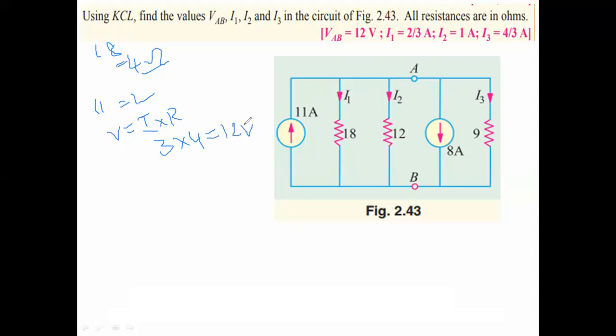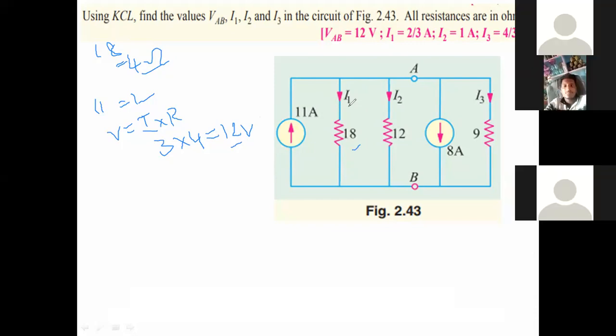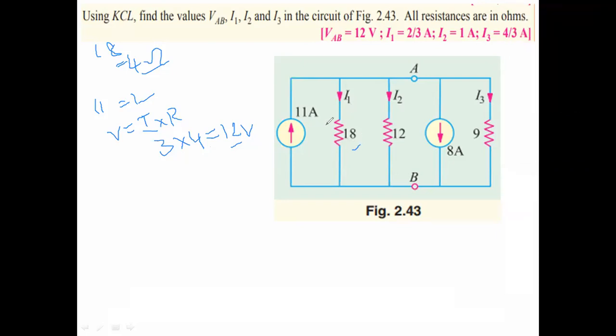Clear? Because this I is equal to the summation of the currents, I1 plus I2 plus I3. After that, we have the 12 volts and the resistance, and from that you can find I1. I1 is equal to V by the corresponding resistance R1. So here I1 is equal to 12 by 18. From that we will get I1.